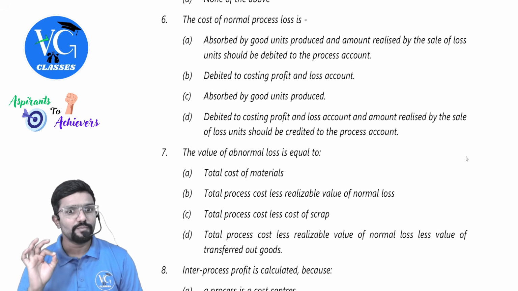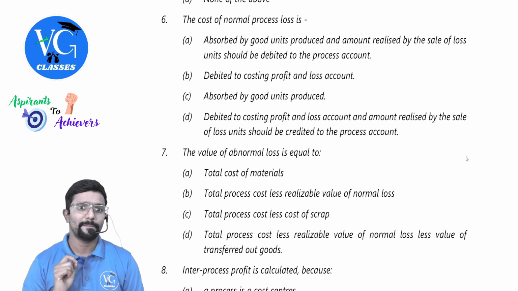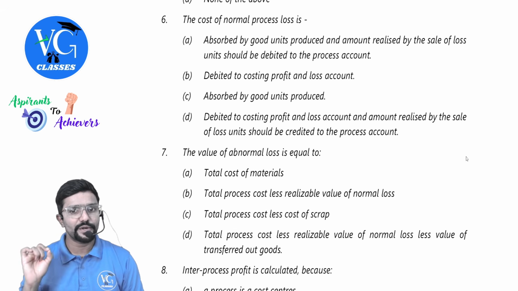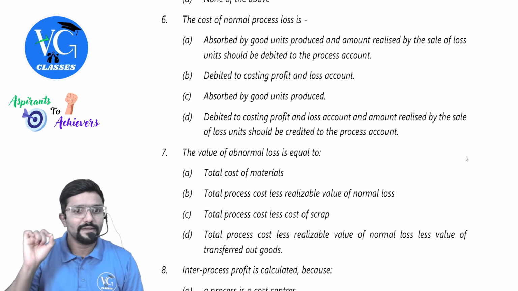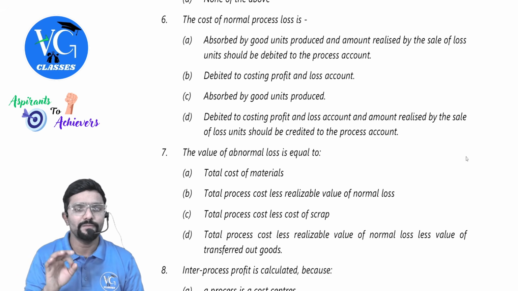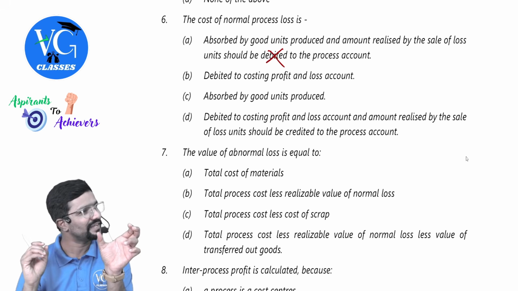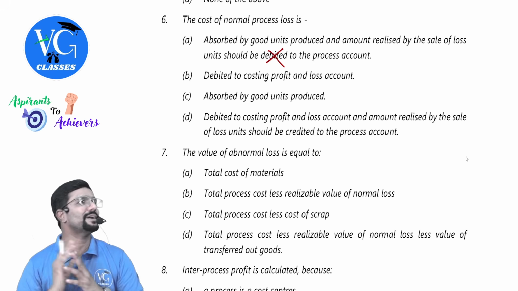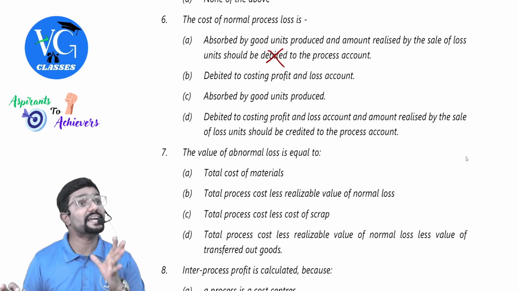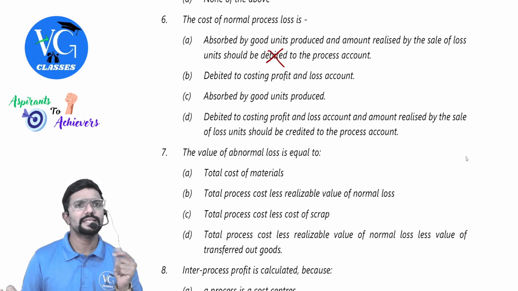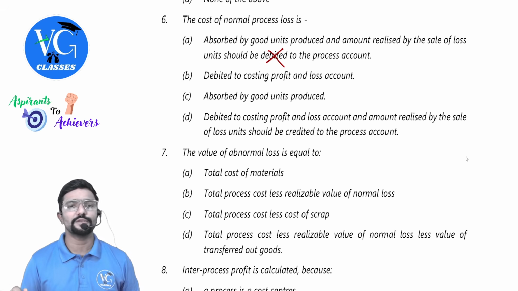Next, the cost of normal process loss is: absorbed by good units produced and amount realized by the sale of loss units, that is nothing but scrap value, should be debited to process account. Sir, this sentence is wrong. First part of that answer is right. Second part is missing because we will credit it to process account. Scrap value we will credit it to process account.